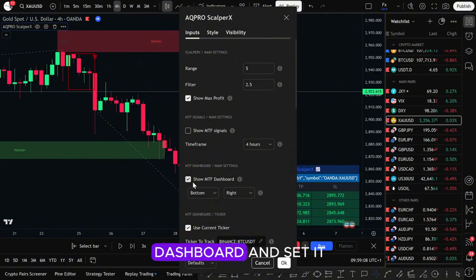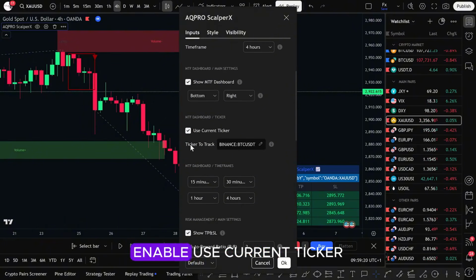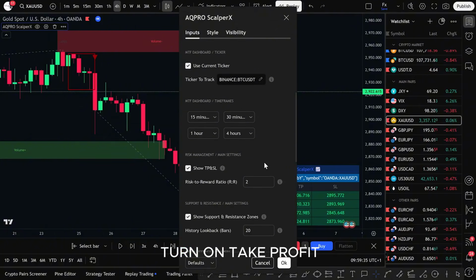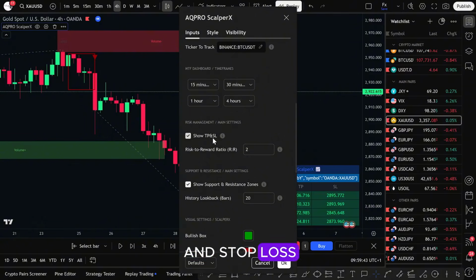Turn on the MTF dashboard and set it to bottom right. It shows trade info from 4 timeframes without switching charts. Enable Use Current Ticker and choose 15 minutes, 30 minutes, 1 hour, 4 hours for your dashboard timeframes. Go to Risk Settings, turn on Take Profit and Stop Loss, and set Risk to Reward to 2.